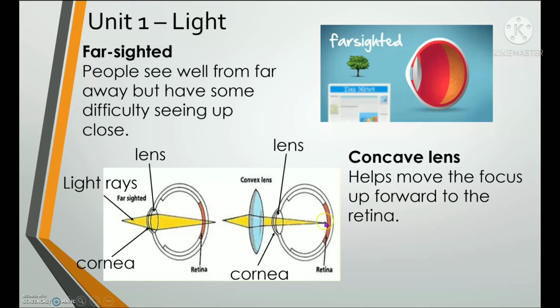So the far-sighted person can now see clearer up close. Okay? Because the lens helps move the focus forward to the retina. Okay, so it's in the right focus already. So the question is, what type of lens should a far-sighted person use?